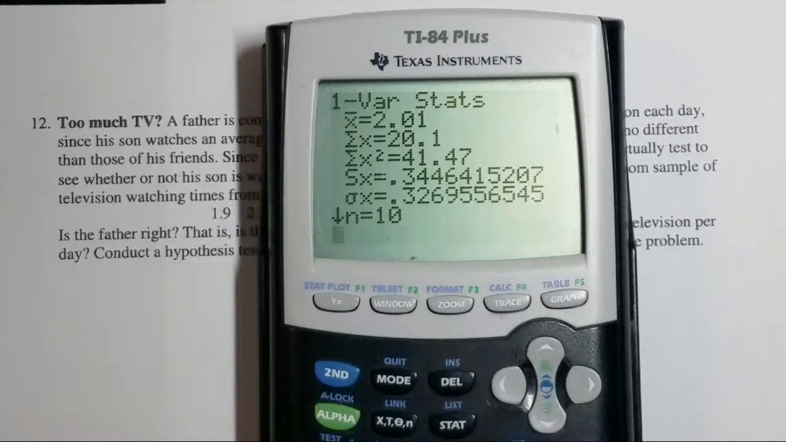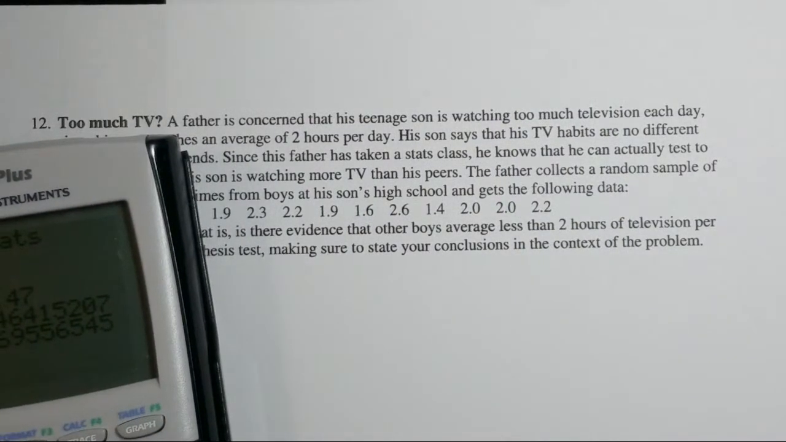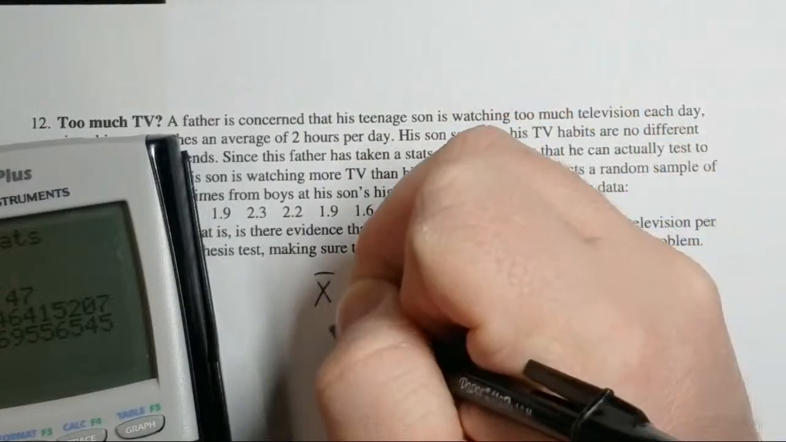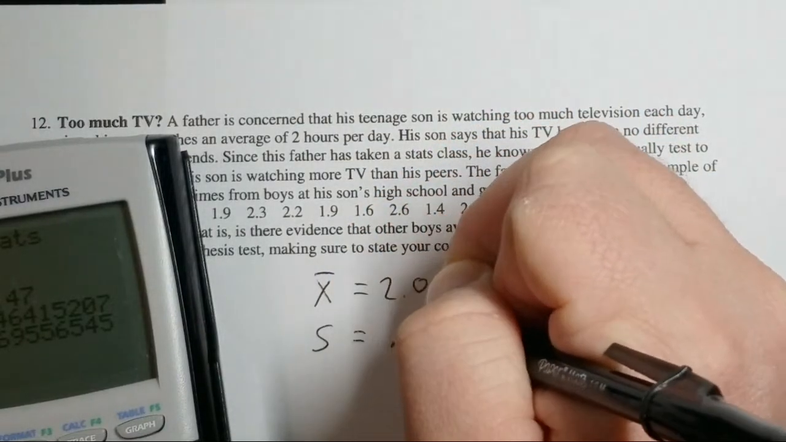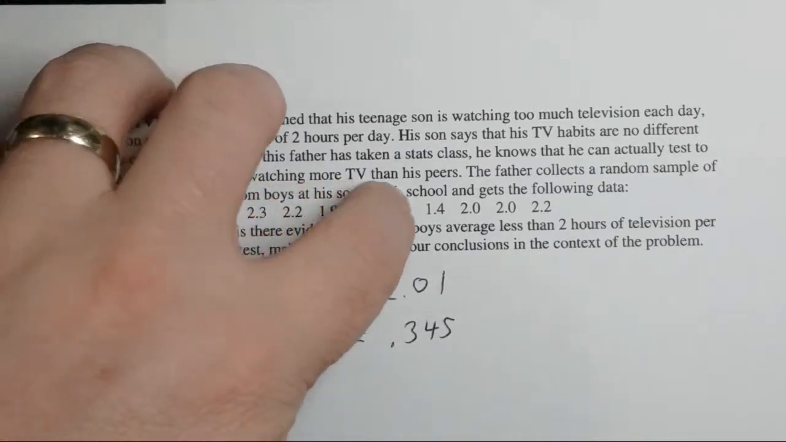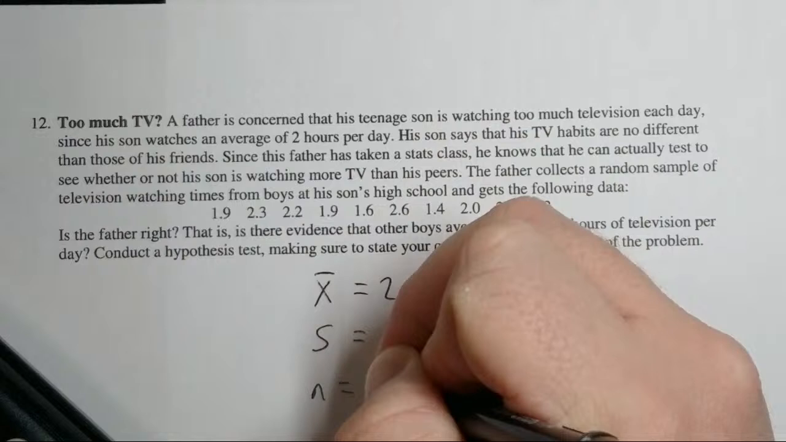I could probably already answer this question, but I'm going to run through the hypothesis test regardless. I could probably already answer this question based on the fact that x bar is equal to 2.01 and the sample standard deviation is 0.345. This is the information that I would potentially need in order to answer this question. Now, as a side note, counting the data: 1, 2, 3, 4, 5, 6, 7, 8, 9, 10. Yeah, there's 10. The sample size is 10.